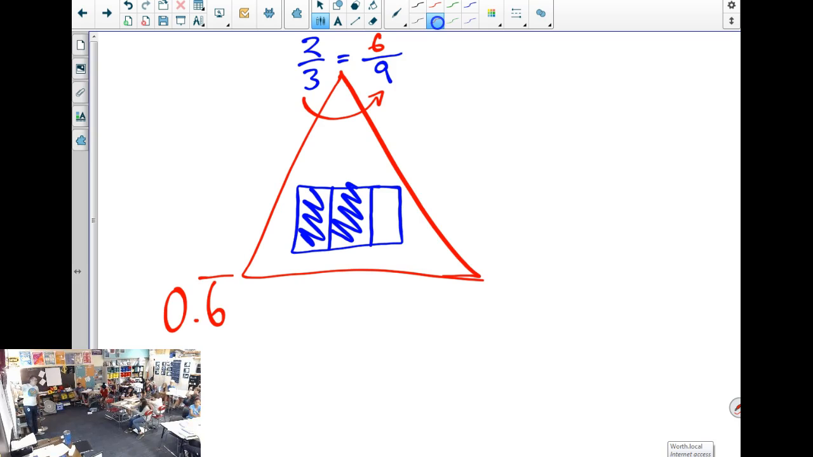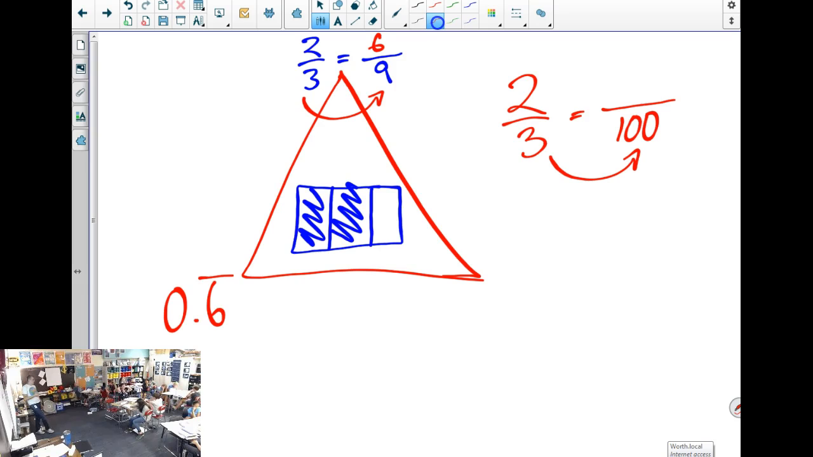Now, here's the struggle. You don't have to write this part, but I'm going to show you. Can 3 easily multiply to become 100? No. Not easily. Because think about it. It's odd. 3 times 10 is 30. Then I can do like 90. I can get to 99, but I can't quite get to 100 easily.